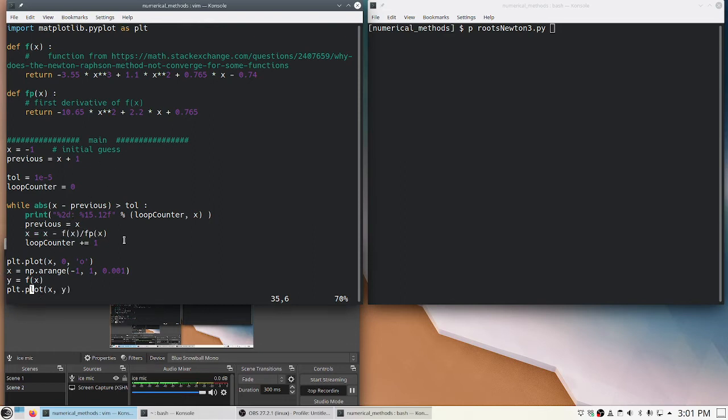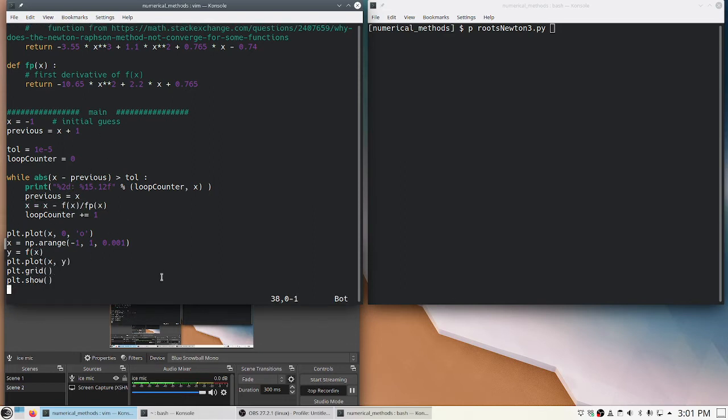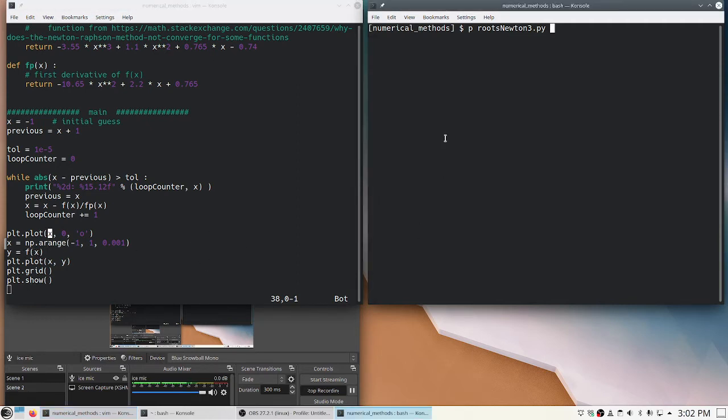And then at the bottom, I have the code necessary to plot. So I'm going to take the last value of x, plot that onto my graph as the root, and then this will draw the function itself. So let's run my program to see what happens. And our initial guess is -1.